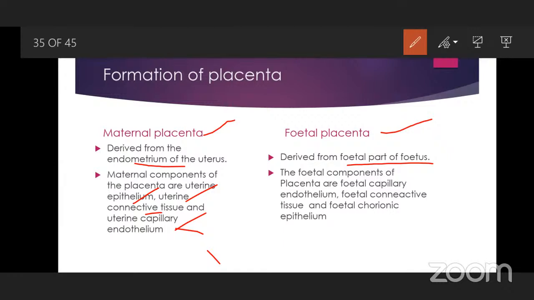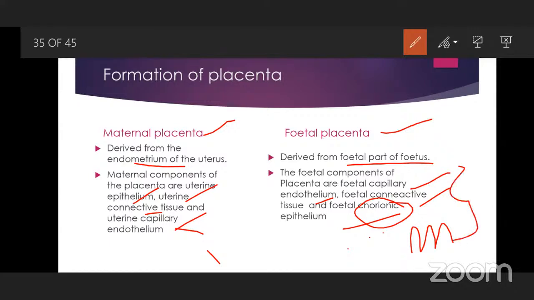And the components of the fetal part of the placenta are fetal capillaries, endothelium, fetal connective tissue, and fetal chorionic epithelium. So chorionic epithelium we have seen, which is helpful in producing the chorionic villi, and this is helpful in forming the fetal part of the placenta, right? So the fetal part of the placenta is formed from these tissues: fetal capillaries, fetal endothelium, fetal connective tissue, and fetal chorionic epithelium.